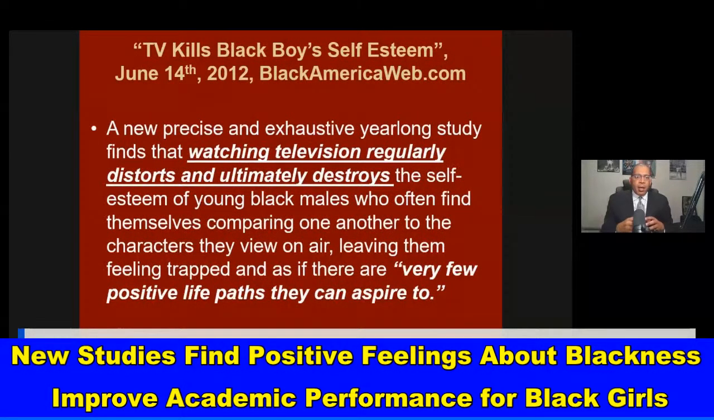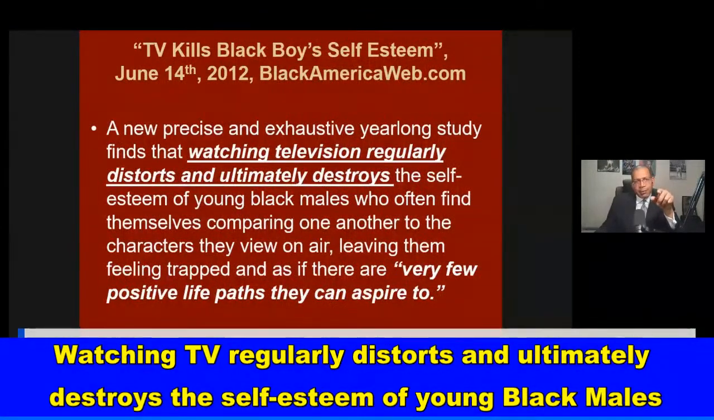if there are, quote, very few positive life paths they can aspire to, end quote. So there are numerous outlets that ran this story. This particular one comes from blackamericaweb.com, July 14, 2012.